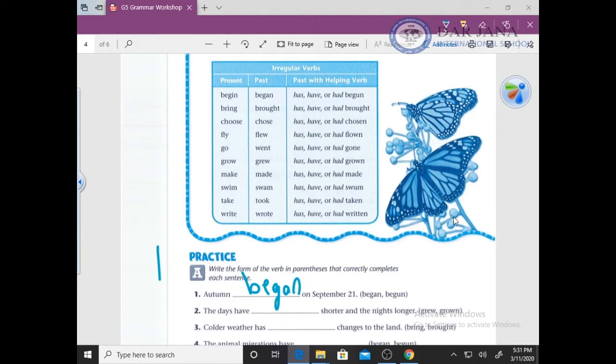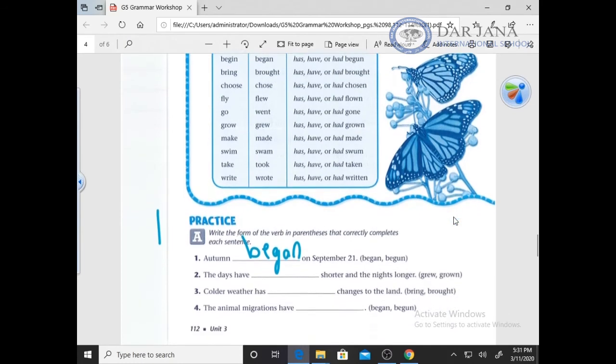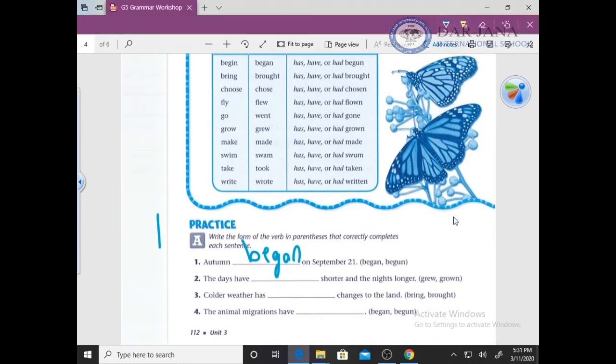If we look at number 2, the days have. Because we have have, what do we have to say? Grew or grown? Have grown. So we have to write on the line grown. Number 3, colder weather has. Bring or brought? The answer is brought because we have has. In number 4, the animal migrations have. Began or begun? We have the helping verb have, so we have to say begun.